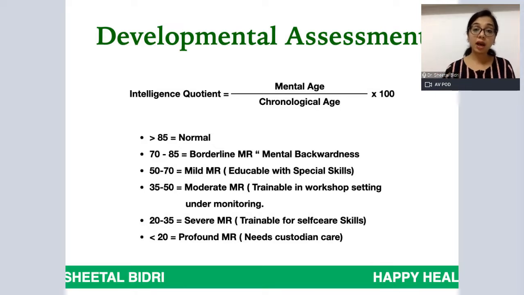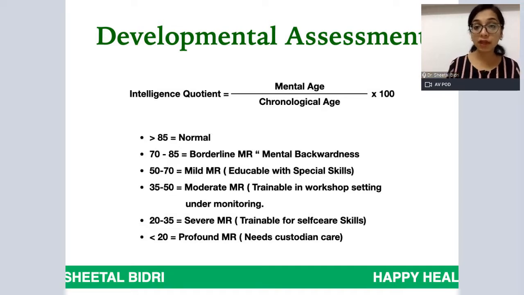How far the child can move forward in his prognosis becomes important, so the mental age and the chronological age matter. If we find out the IQ, we can know to what level they are able to train themselves. For example, between 50 to 70 IQ, there is mild mental retardation where they can be educable with some special skills, and if it is 35 to 50, they are trainable in some workshop setting under some kind of monitoring.